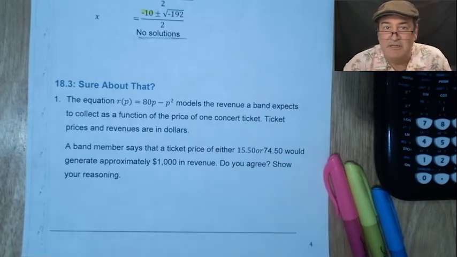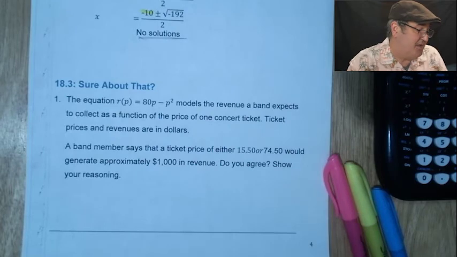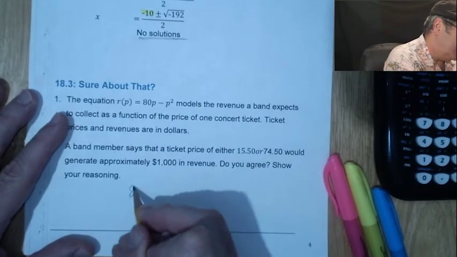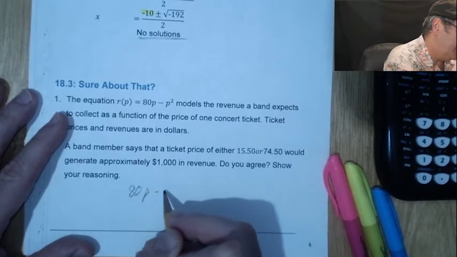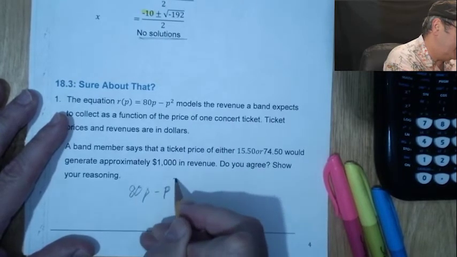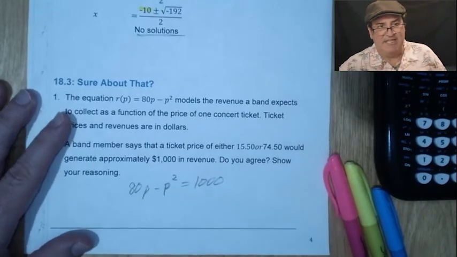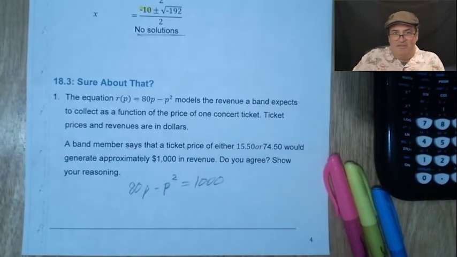Show your reasoning. So what method would you like to use there? Our equation would be 80P minus P squared equals 1,000. Right? Because that's how much revenue he wants, 1,000.